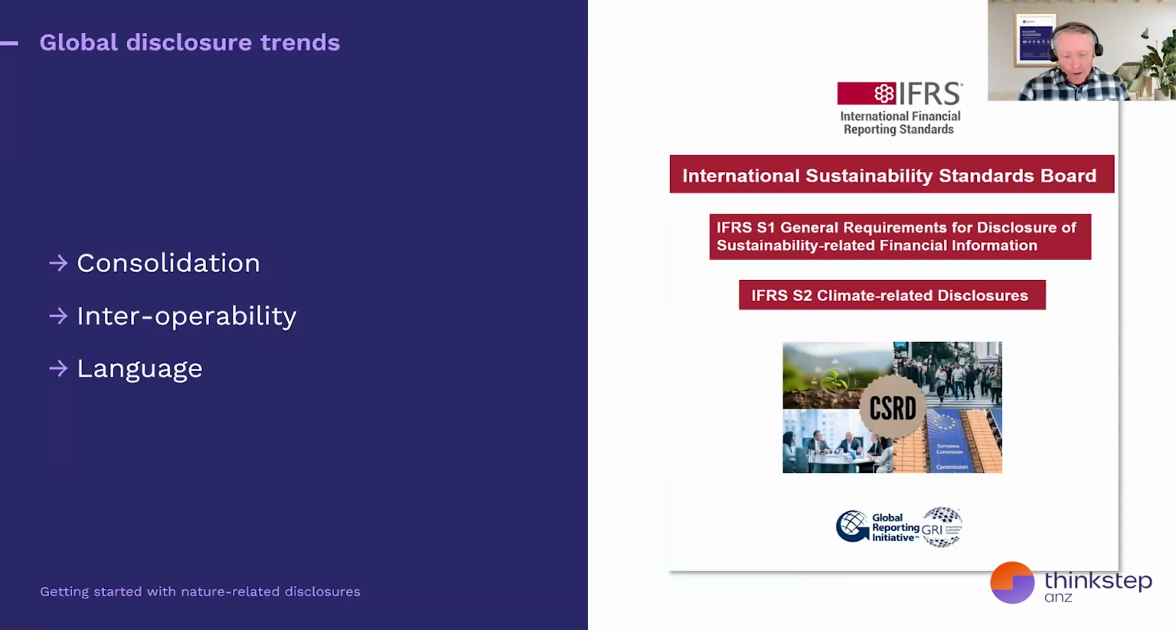So when you look at the language in those different frameworks, the ISSB actually referred to biodiversity rather than nature. The European Corporate Sustainability Reporting Directive also refers to biodiversity and the creation of transition plans and targets and policies and implementation. And GRI have produced their own standard around biodiversity disclosures at the beginning of this year.